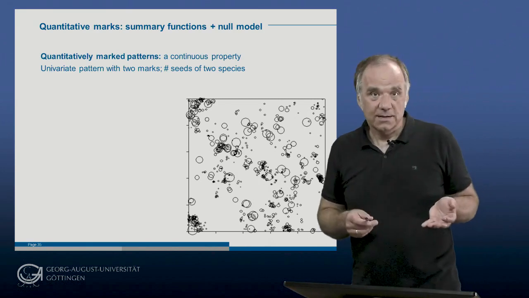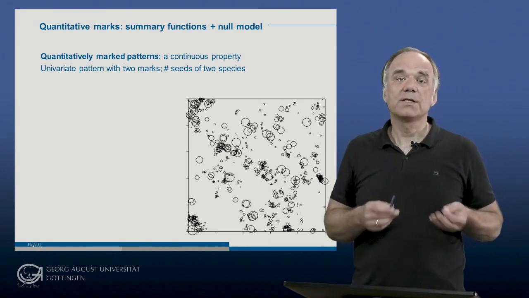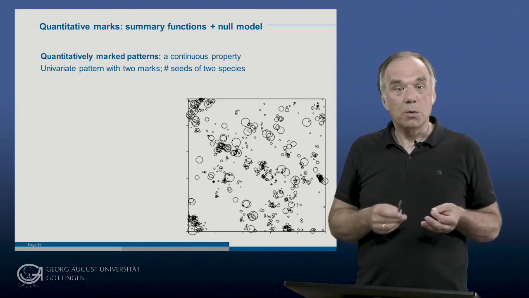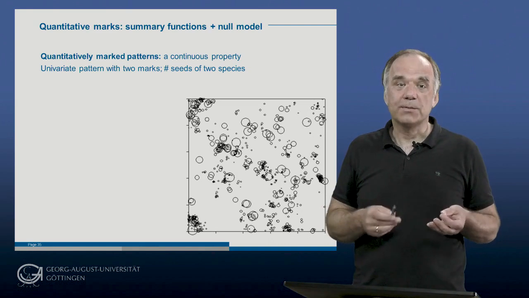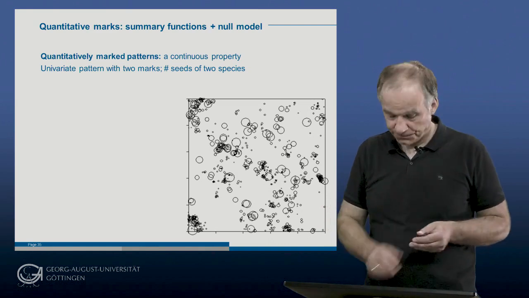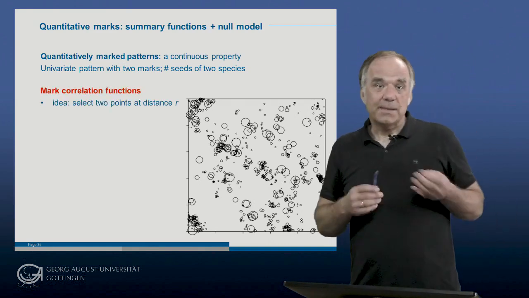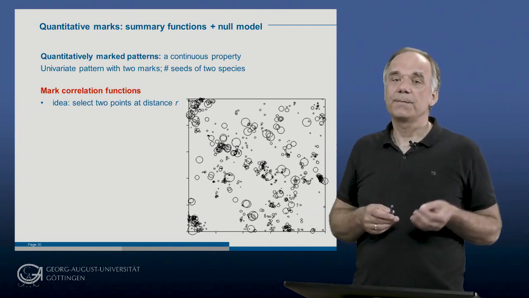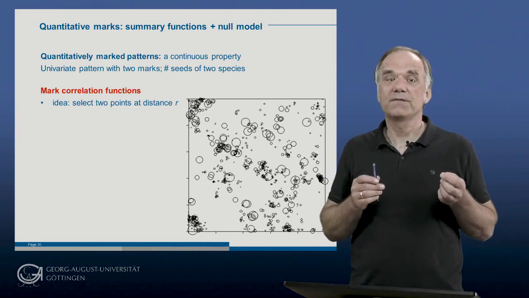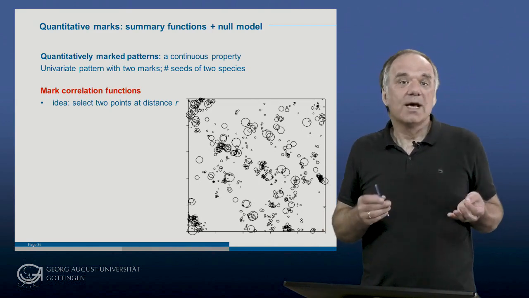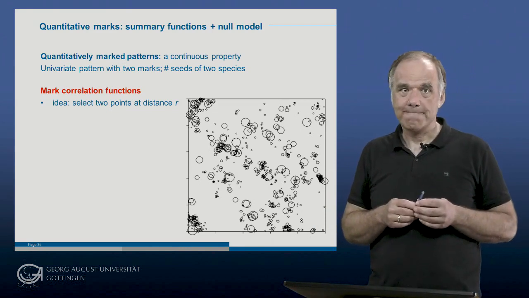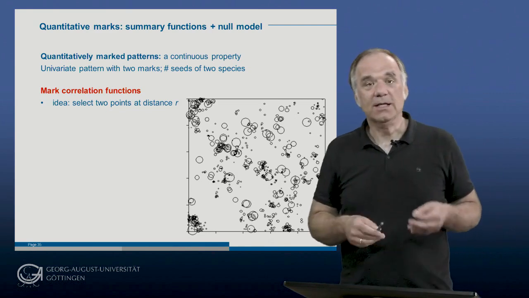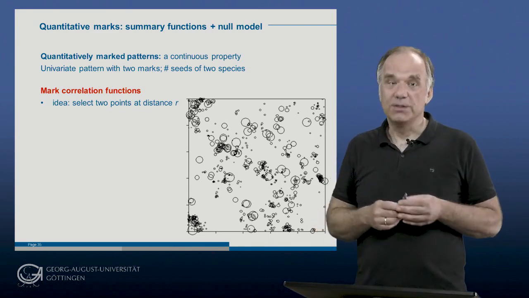In the last overhead, I explained the data structure and typical questions for quantitatively marked point patterns. Now our task is to develop suitable summary functions and null models. Summary functions that are adapted to the conditional nature of this data type are called mark correlation functions. What is now the idea of mark correlation functions? They are very similar to the idea of mark connection functions I presented in the last video.